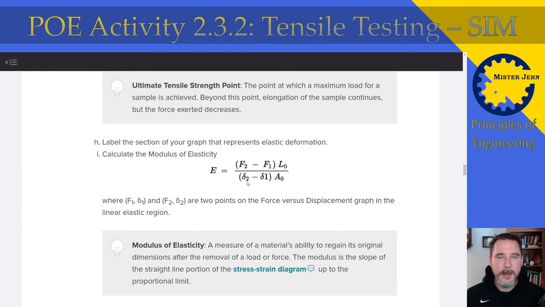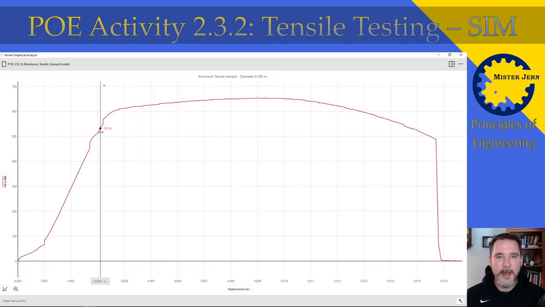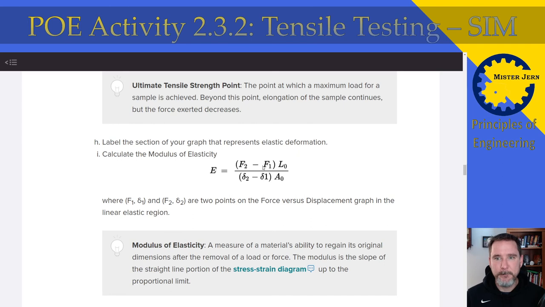Force 2 and elongation 2. That is this right here. Here's your force 2. I don't know if it's 532, you might pick something else. Let's say 532 for me, that's my force 2. My elongation 2 is 0.0031 inches. Okay.